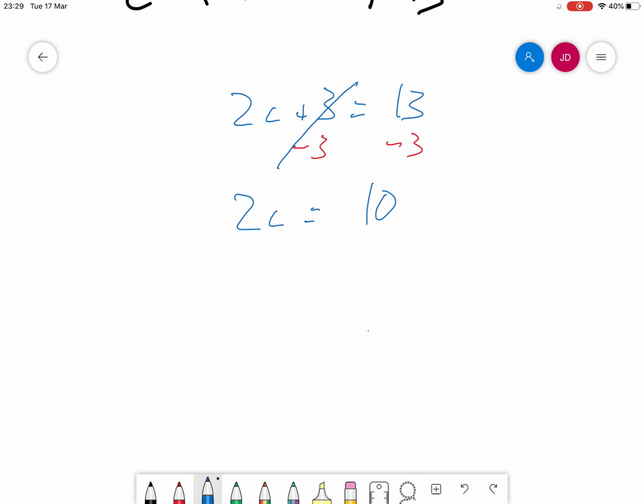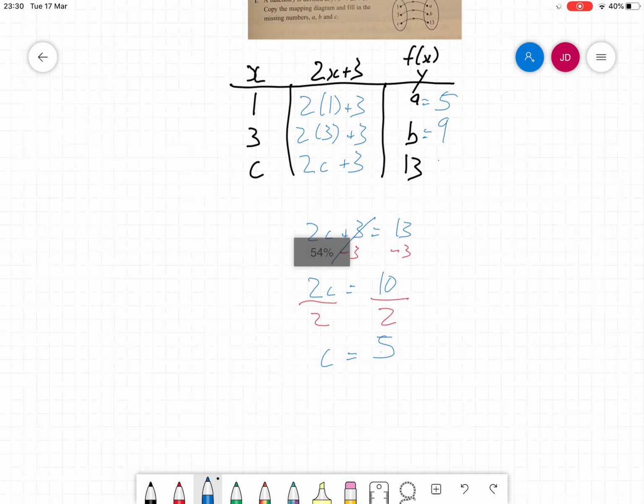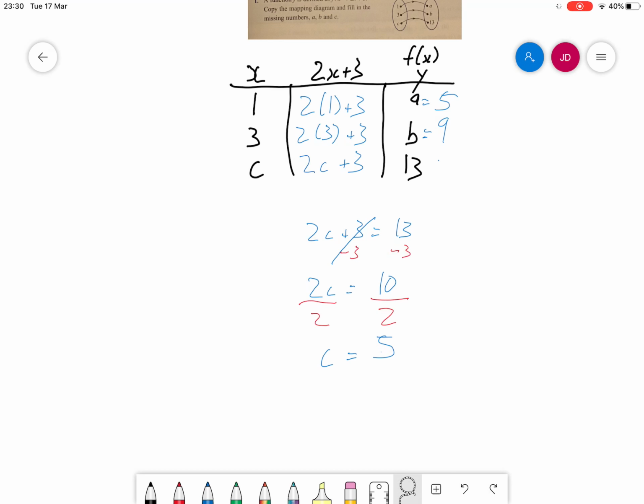Now, any suggestions what I do next? Spot on. I've 2c here. Well, that's if you got the answer right, that is. I've 2c there, and I only want to have 1c, so I'm going to divide the left-hand side by 2, i.e. the number in front of the letter, and whatever I do to the left-hand side, I do to the right-hand side, so I'm going to divide the 10 by 2 as well. So that leaves me with c equals 5. So now I have a situation where I know my answer to a is 5, b is 9, and c is 5.